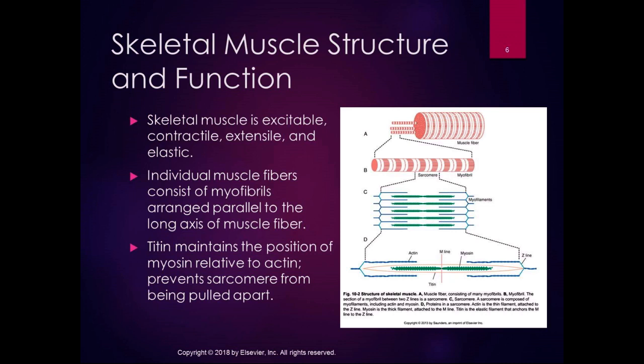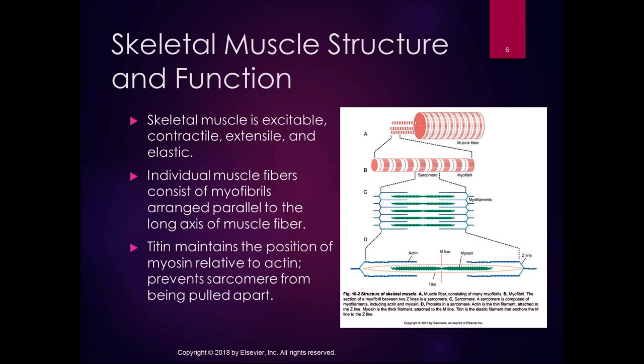Individual muscle fibers consist of myofibrils arranged parallel to the long axis of the muscle fiber. So in kinesiology, we talked a lot about line of pull and the directions of the muscle fibers having a lot of play in their function. And so the alignment of the muscle fibers pretty much and where they attach dictates their function. So we have some structural proteins in the muscle fiber. One of them is called titin, and it maintains the position of the myosin relative to the actin and prevents the sarcomere from being pulled apart.